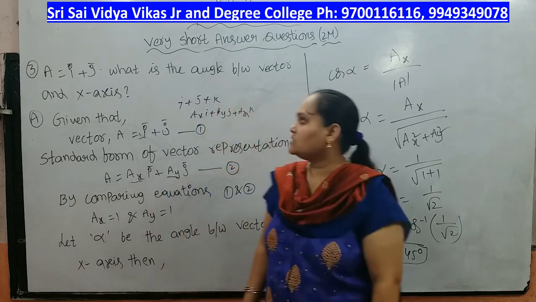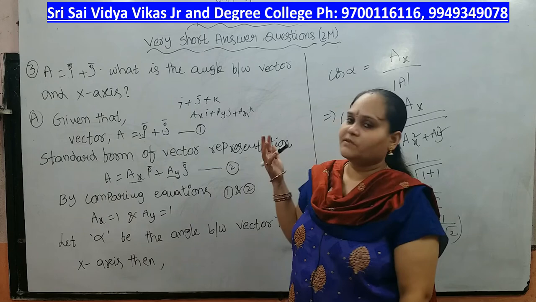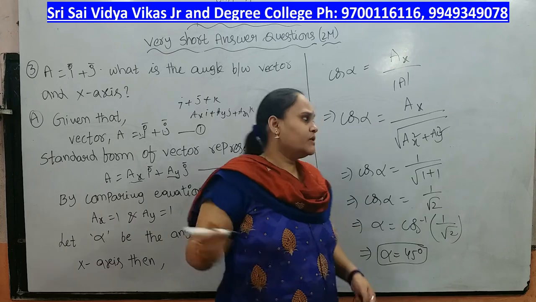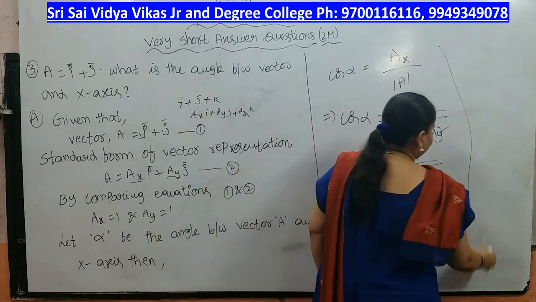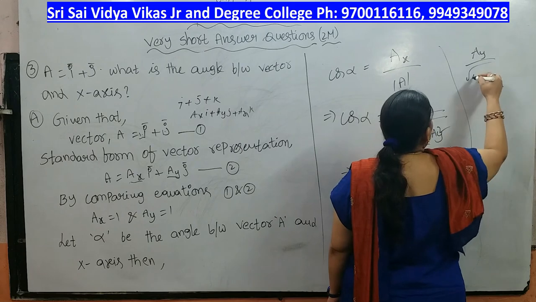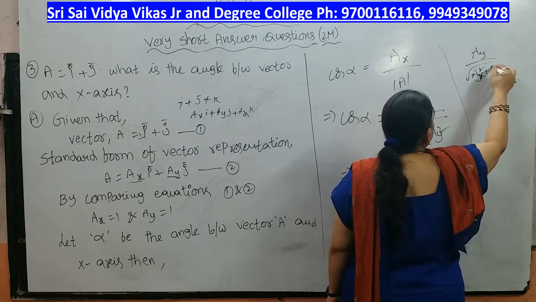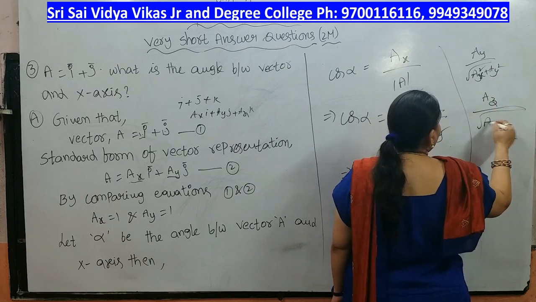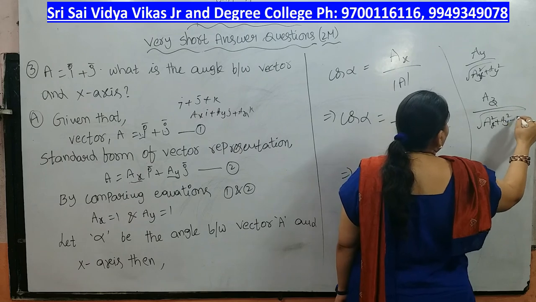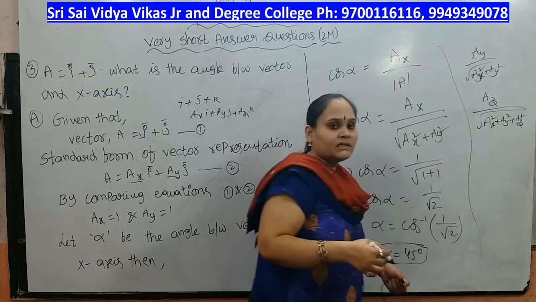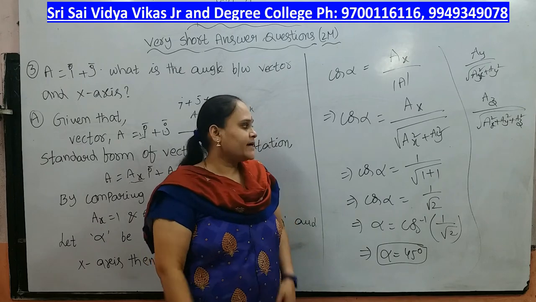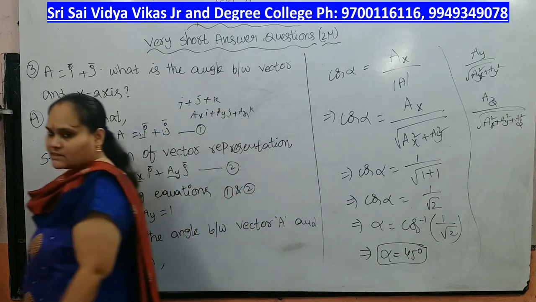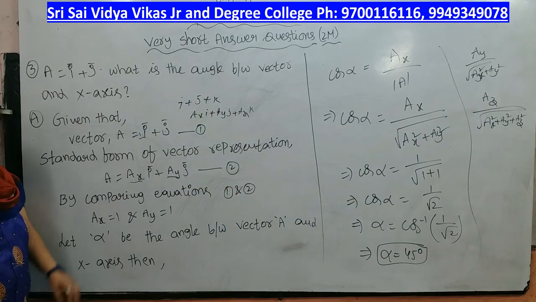Similarly, the questions asked are: some vector is given, and what is the angle between that vector and the y axis or z axis. For the y axis, we have to write cos beta equal to ay by square root of ax square plus ay square plus az square. For the z axis, cos gamma equal to az by the same square root. Got it? This is the formula we have to write to solve for the angle between the vector and the x axis, y axis or z axis.